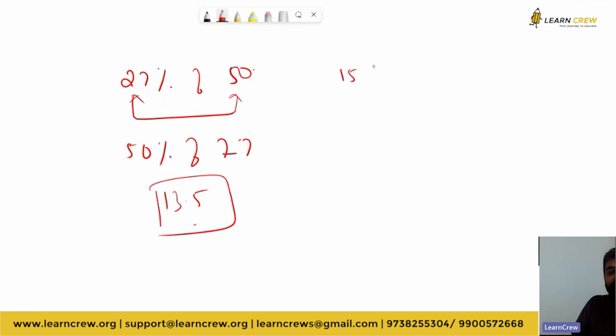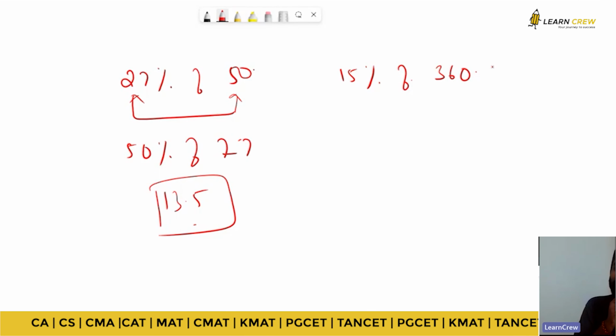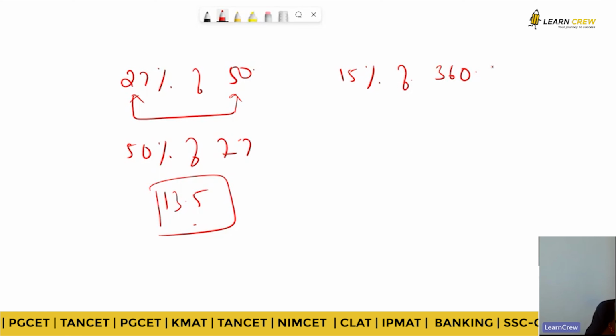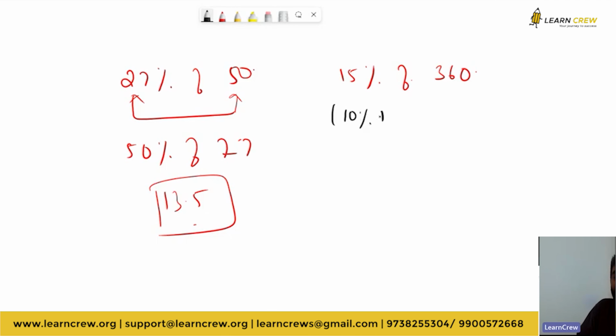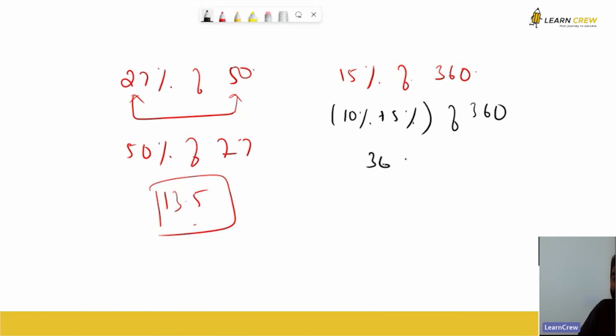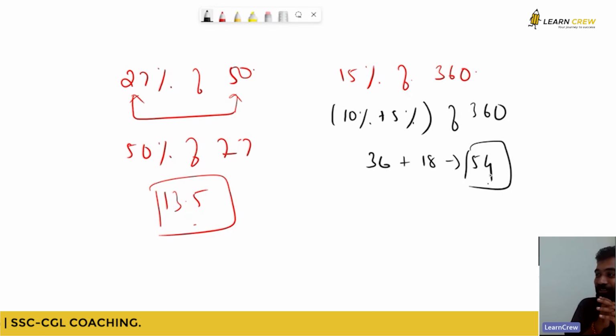Now, if I'm asking 15%, in percentage, it will always work. What is 15% of 360? Split 15% as 10% plus 5% of 360. So 10% of 360 is 36. What is 5% of 360? 18. Right? Split percentages. All of it is difficult to take in a single day.